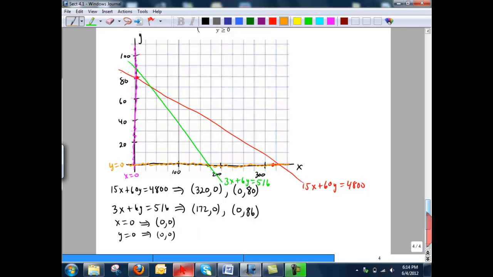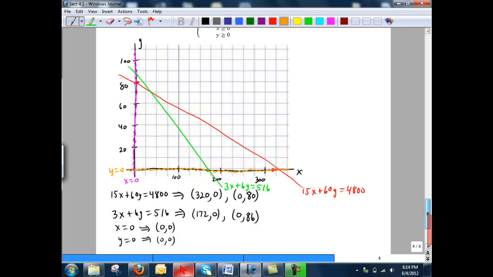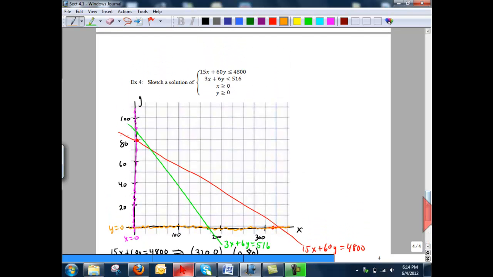Okay, I graphed the 4 lines. Let's go back now and get the correct sides of each of these for the inequalities. So 15x plus 60y less than or equal to 4,800 is either all the points above and to the right of the red line or below and to the left. I'll pick a test point. Notice that 0, 0 is not on the red line, and so let's pick that. I plug in x equals 0 and y equals 0, and then on the left-hand side I'll get 0, then less than or equal to 4,800. That's true. And so that tells me that the origin 0, 0 is on the correct side of the red line, so I should shade everything below and to the left of the red line.